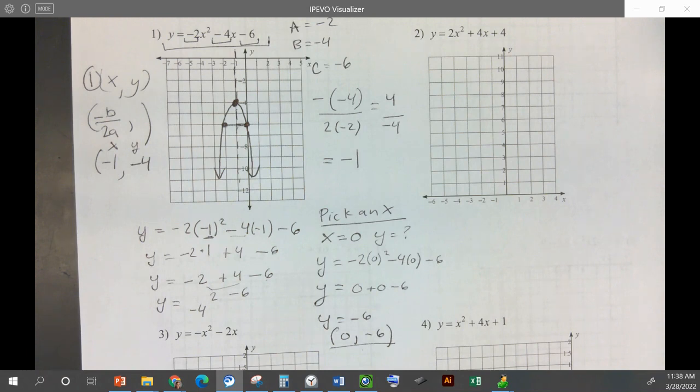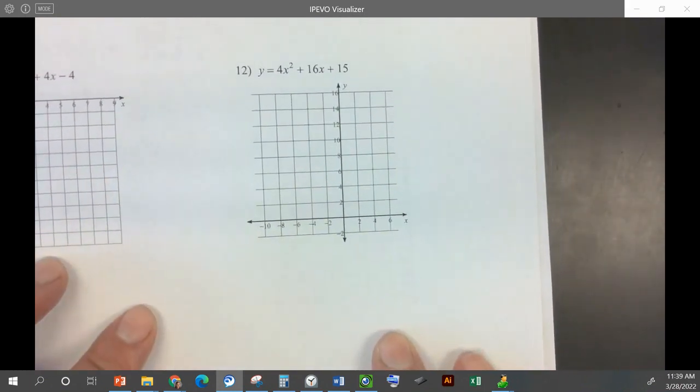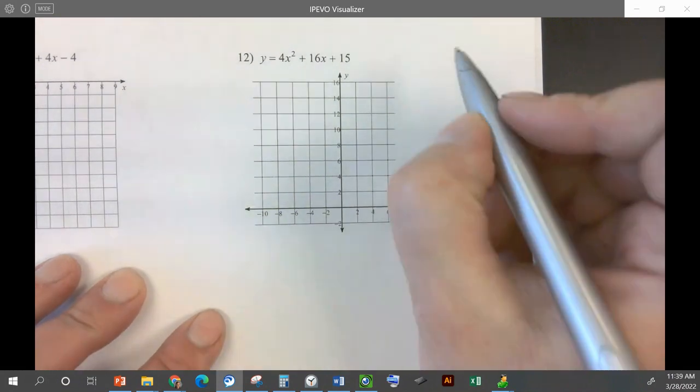Maybe you see that you want to do 12. 12? Okay, let's flip over to 12. Here we go. Very last one. So we'll do the first one and the last one. We might do another one too. All right, so what's the first thing that we need to do?